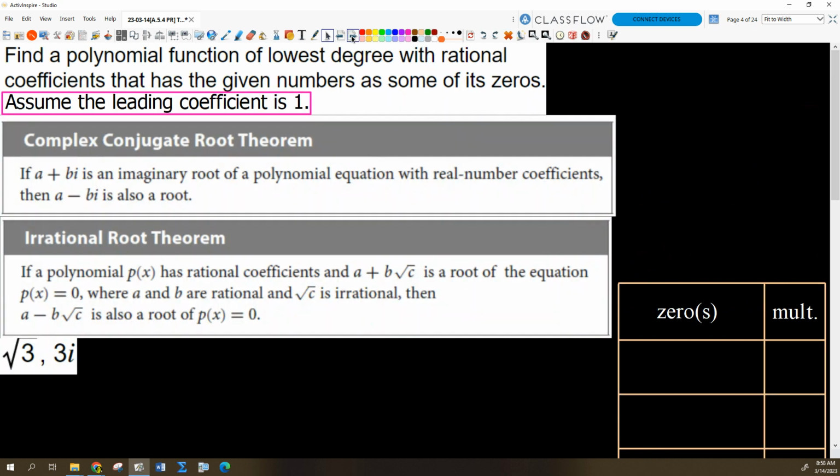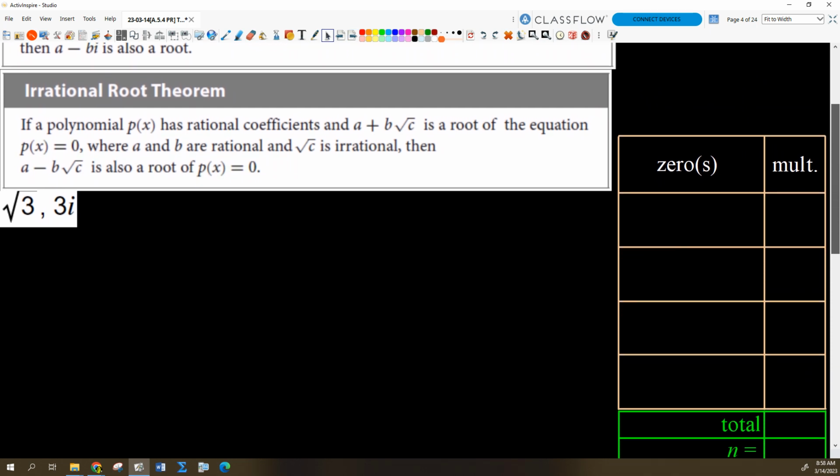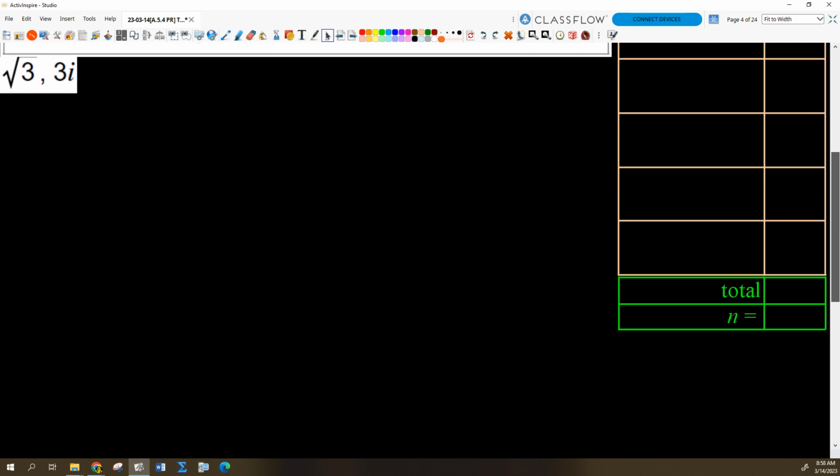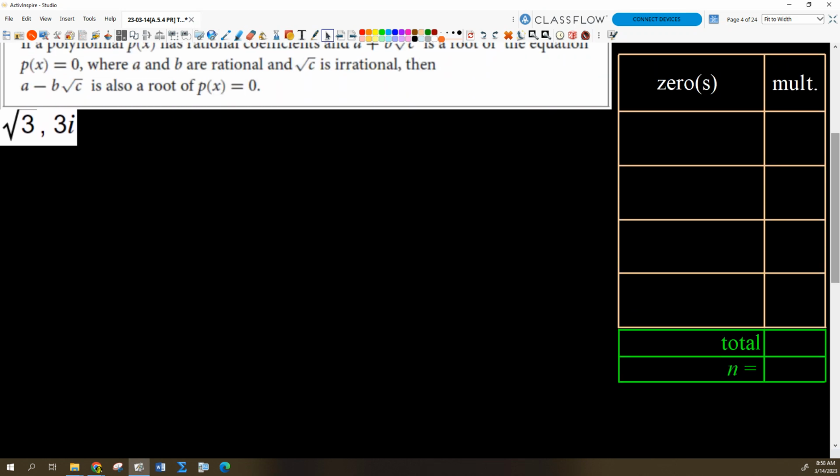Find a polynomial function of lowest degree with rational coefficients that has the given numbers as some of its zeros. Now, here's another thing we'll talk about this time. Assume the leading coefficient is 1. Leading coefficient means the number in front of the biggest power of x, right? So they're telling us that those are our two zeros that they give us. We've got the square root of 3 and 3i.